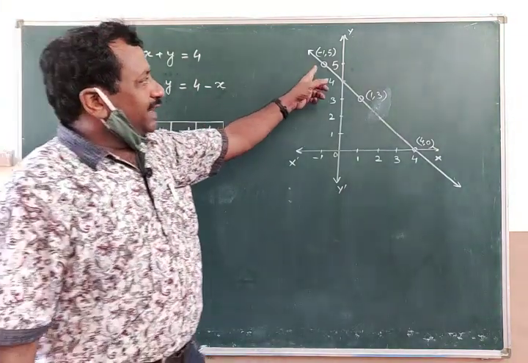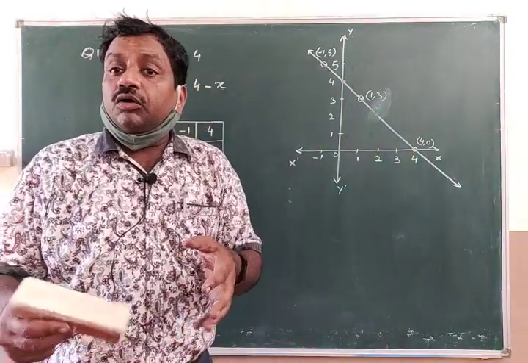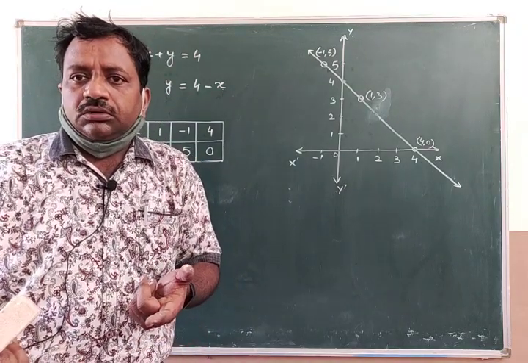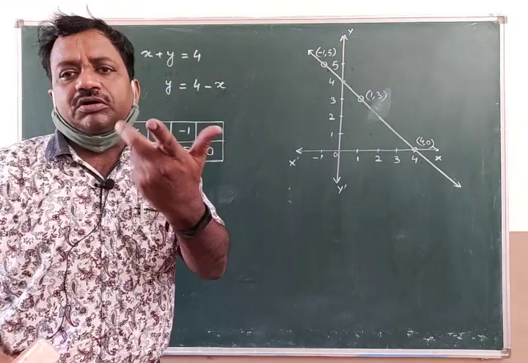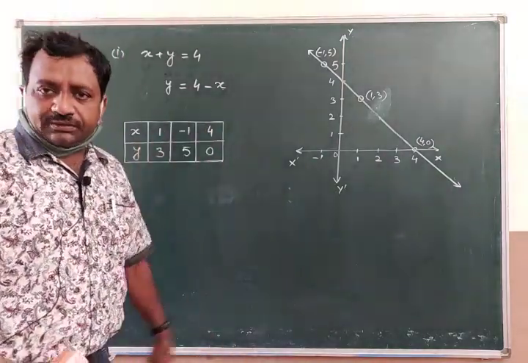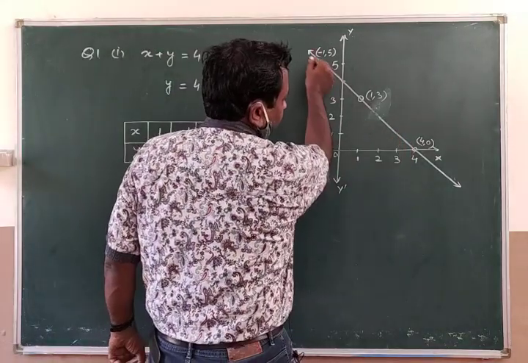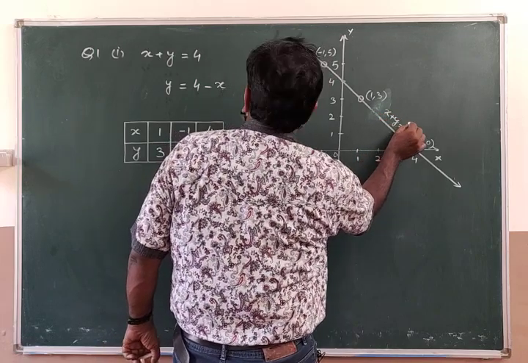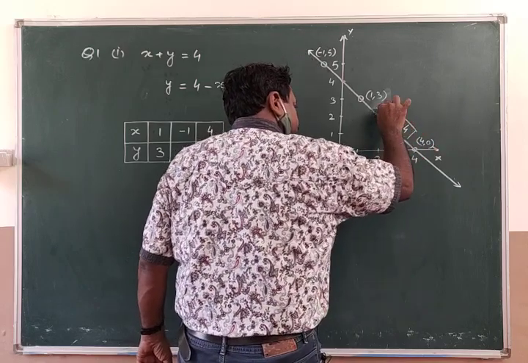Now I am telling you why 3 points are required, because 2 points will always be collinear. You will not be able to check whether your graph is correct or wrong. With 3 points, if they are coming in a straight line, it means your graph is correct. That is why at least 3 points should be there. And write down the equation on this graph line, x plus y equal to 4, in a box.